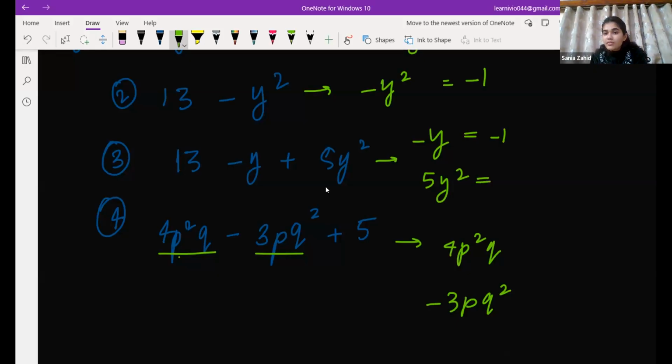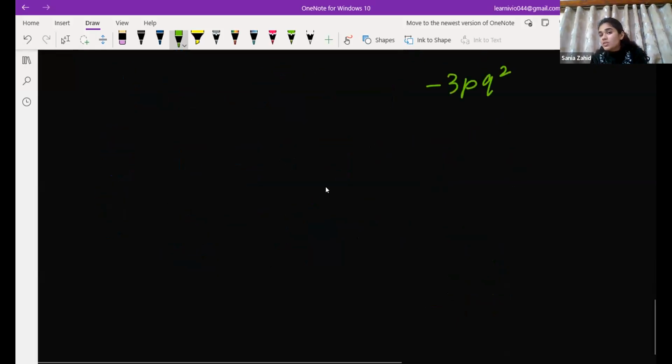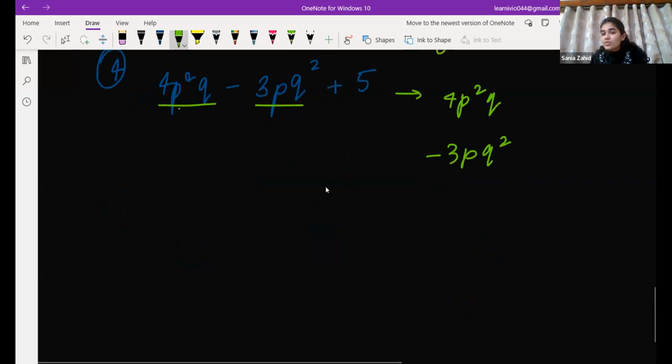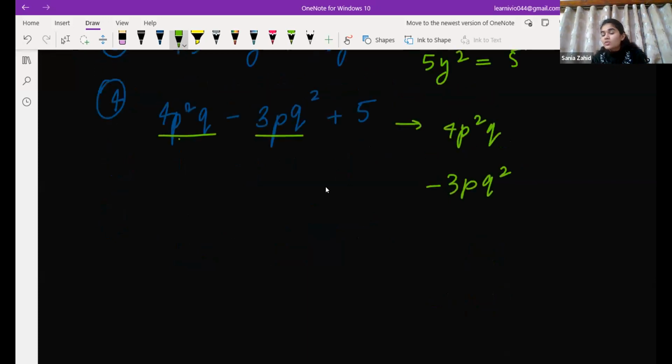What is the coefficient of 5y square? 5. Razan, why are you not answering? Razan, now tell me for these two. What are the coefficients of 4p square q? What is my question, Razan? What are the coefficients of 4p square q?